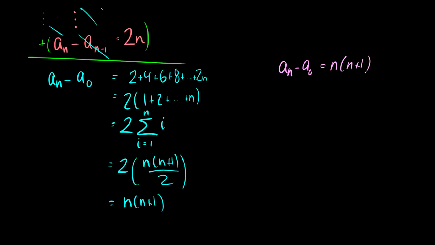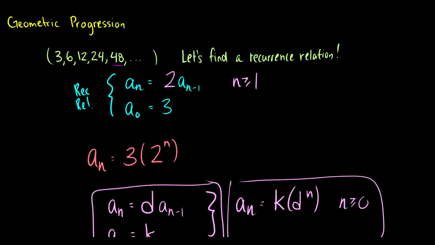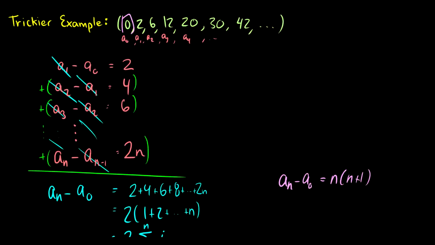What is a0? Okay, let's take a look here. a0 is 0. Okay, so an is equal to n times n plus 1. So this is the solution.